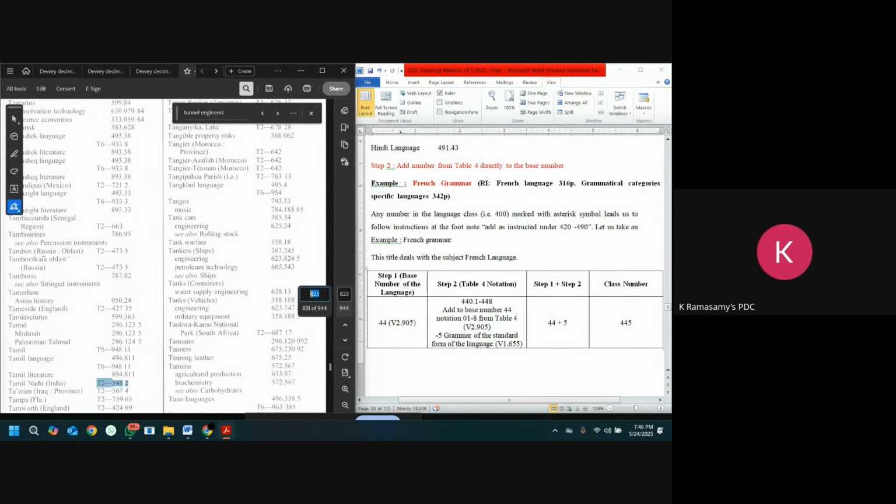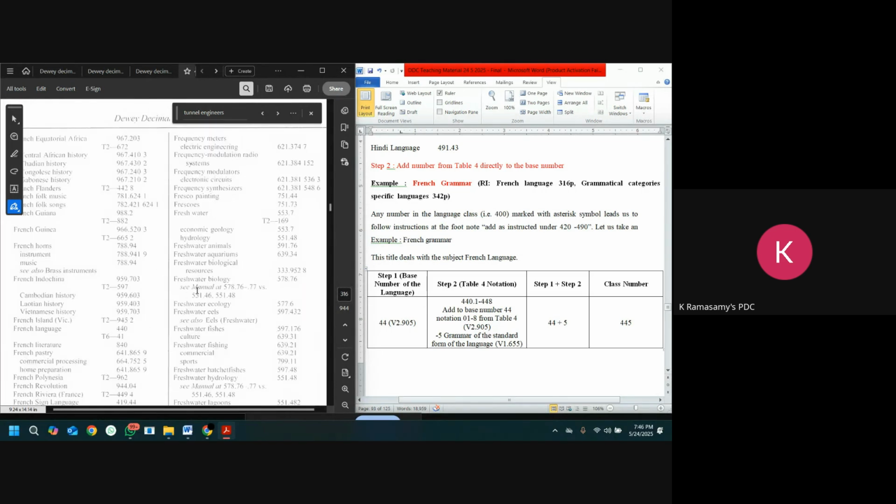Let me find out French language. It's here. French language 440. 440 is meant for French language. Out of this, 44 is the base number. Just like literature, 440 is the base language literature number, but you have to remove the last 0. So 44 becomes the base number.